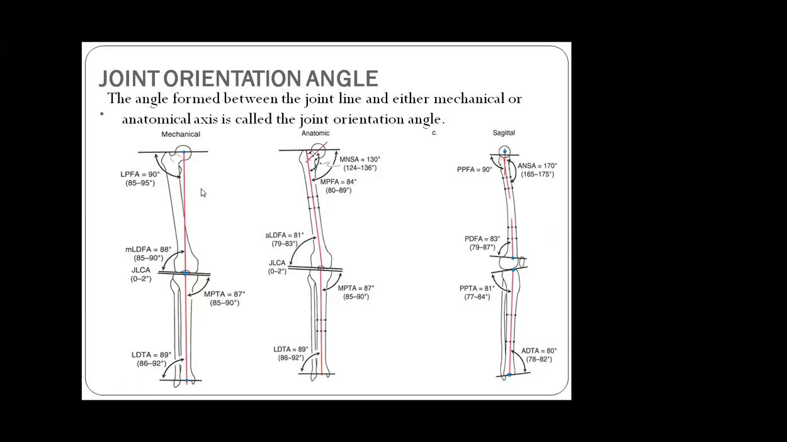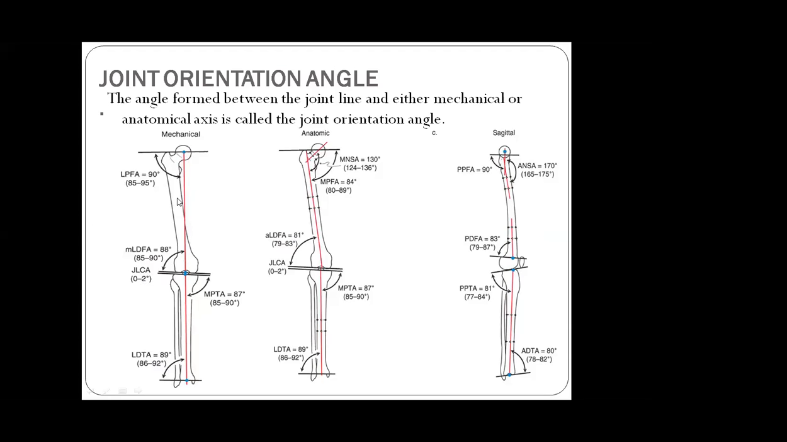Then one more point, at the knee joint, as I said, there are two joint orientation lines, at the level of distal femur and at the level of proximal tibia. So mostly they are very much parallel, but there is a minor 1 to 2 degree angle between these two lines, which is called the joint line convergence angle. That you have to remember, which is 0 to 2 degrees.